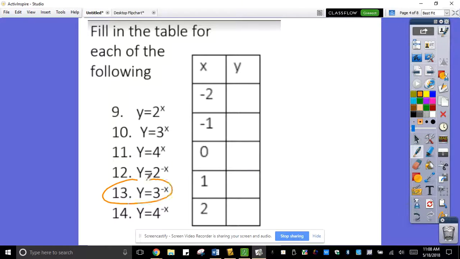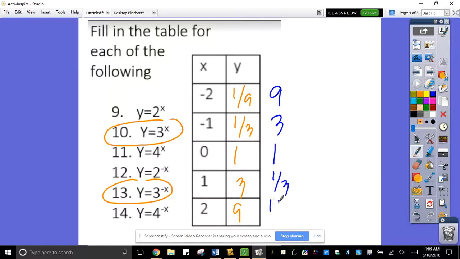Let's do number 13. We know a while ago that this is 1/9, 1/3, 1, 3, 9. For 3 to the -x, if you compare 10 and 13, the only difference is there's a -x there. That tells you for 13, the answer will be the reverse of this one here. This will be 9, this will be 3, 1, 1/3, 1/9. Why is it so? Because number 10 is 3 to the x.